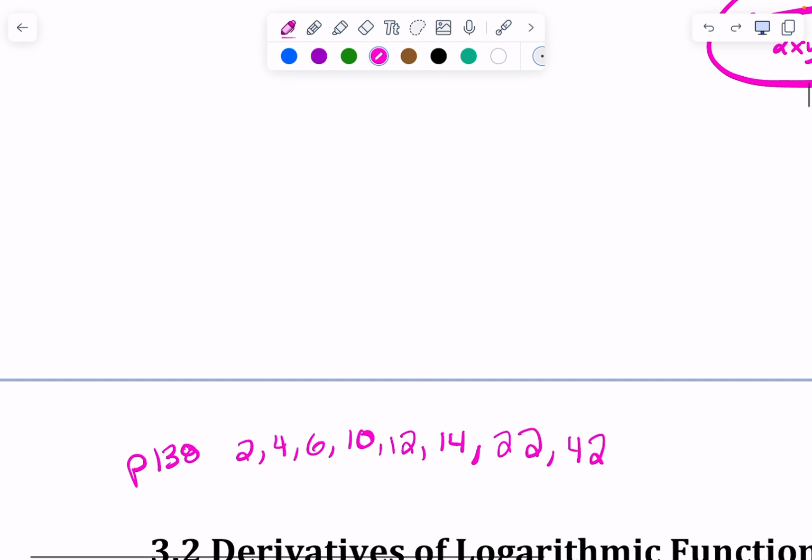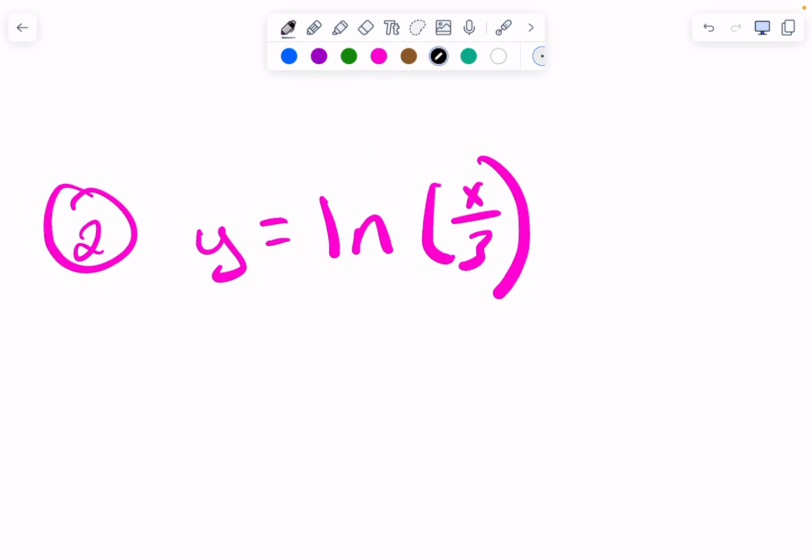X to the x, 2 over 3. y equals ln of x over 3. Just the x? Yeah. X over 3, like this? Yep. Is that for number 2? Yeah. What does x over 3 mean? So basically, x over 3 is 1/3 x. Okay, yep. I'm gonna write that better. Okay, so y equals ln of 1/3 x, if you want to write it like that.